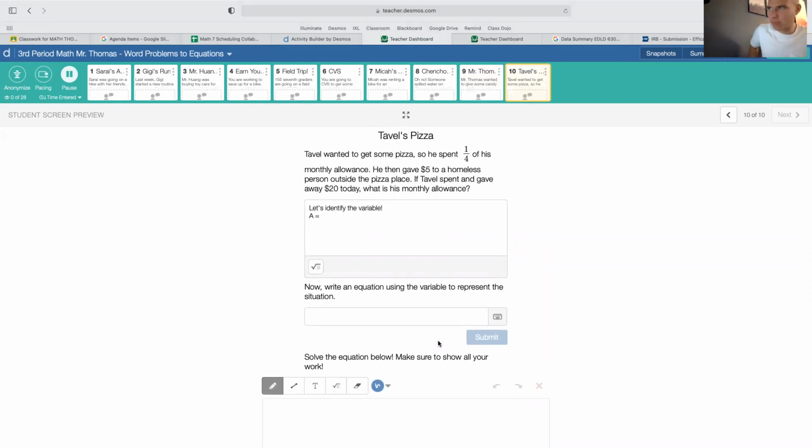Tavel? I'm not sure. Oh, a Tobble. No, that sounds wrong. Tavel. All right. Tavel wanted to get some pizza, so he spent 1/4 of his monthly allowance. Oh, okay, we got fractions and stuff going on here.